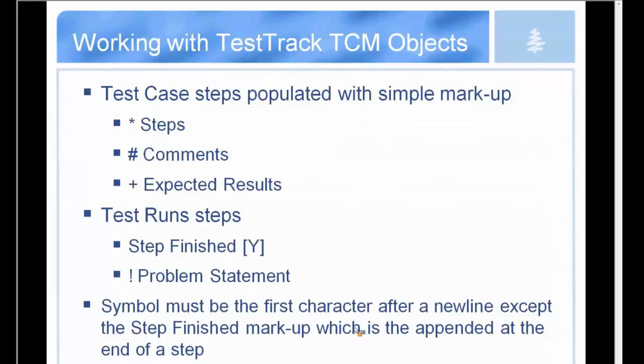Within SOAP, these step fields are combined into a single field on the test case utilizing a simple markup language. So each field has a symbol that represents it. You use these symbols at the beginning of a line to indicate what that field is. You have the star for steps, pound for comments, and plus for expected results. This data entry method works exactly like it does on the free form tab on the steps grid itself. So if you've ever played around with that, you'll be very familiar with this.